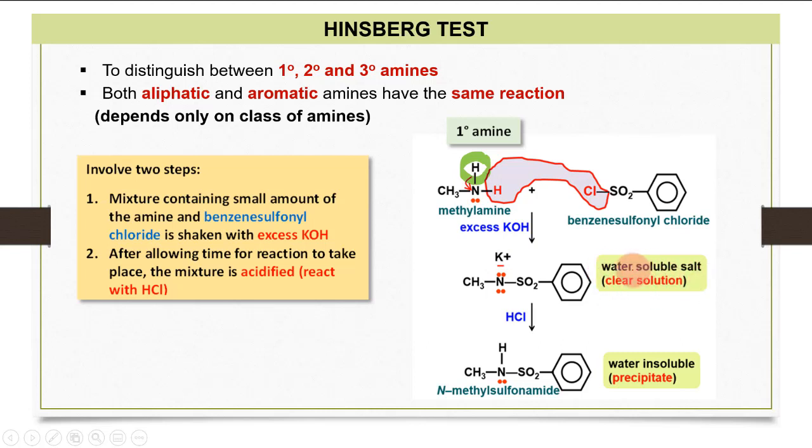Then, when you react with HCl in the second step, the potassium ion is replaced with hydrogen. This structure becomes water insoluble, and you see a white precipitate. So for a primary amine, there is a clear solution in the first step and a white precipitate in the second step.